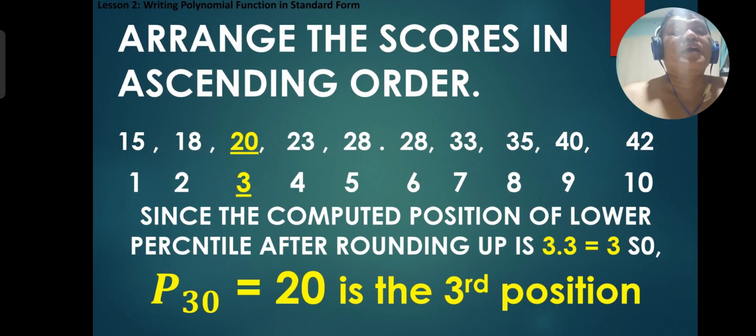So this time, again, we are going to arrange the scores. We have 15, 18, 20, 23 up to 42. And we are going to assign their positions. So 15 is the first position, 18 is second, and until we have 42 as the 10th position. Since the computed position of the lower percentile after rounding is 3.3, we have 3. So the 30th percentile is the third position, which is equal to 20. So the answer is the 30th percentile is equal to 20.